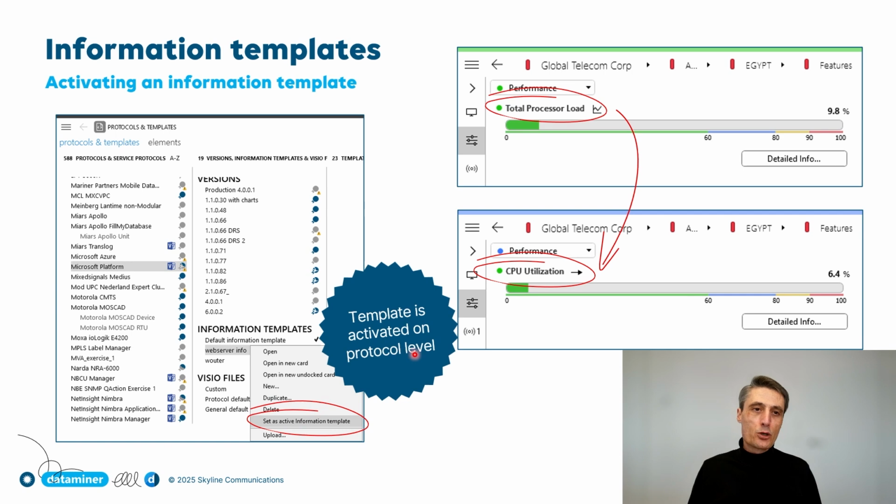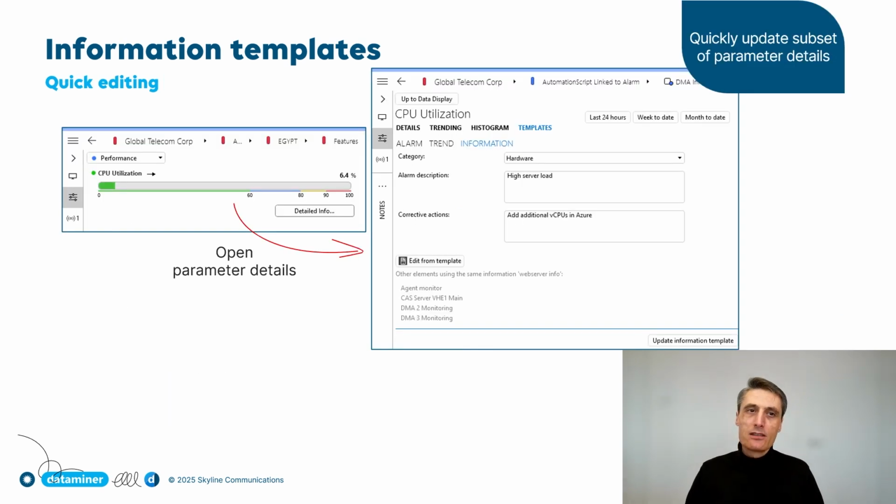Note it is on protocol level, it's not on version level, so it doesn't matter if I tomorrow change my version to version 5 or version 6. If I suddenly put version 6 into production, doesn't matter which version I use, the total processor load will always be changed to CPU utilization as you have specified in your information template. So you can override names, but you can also override other things.